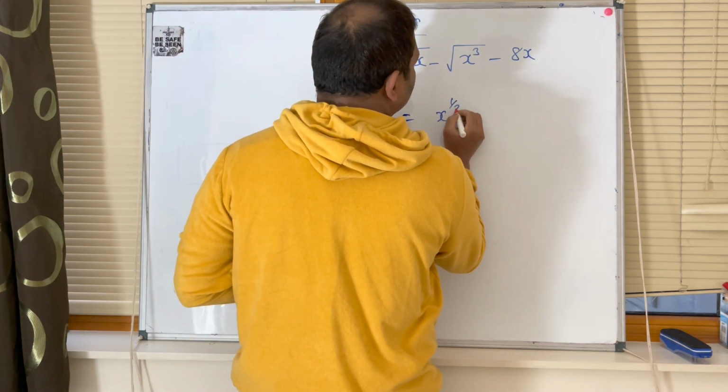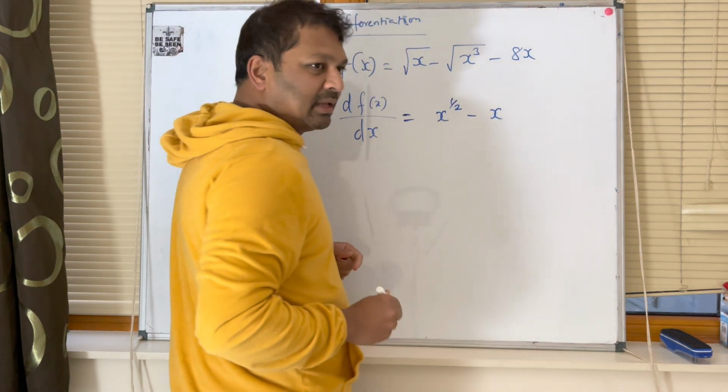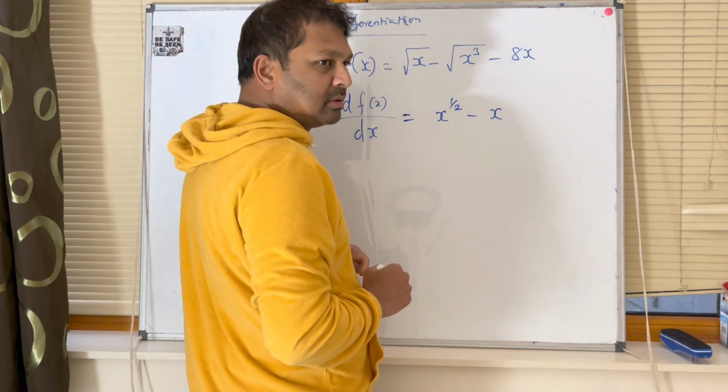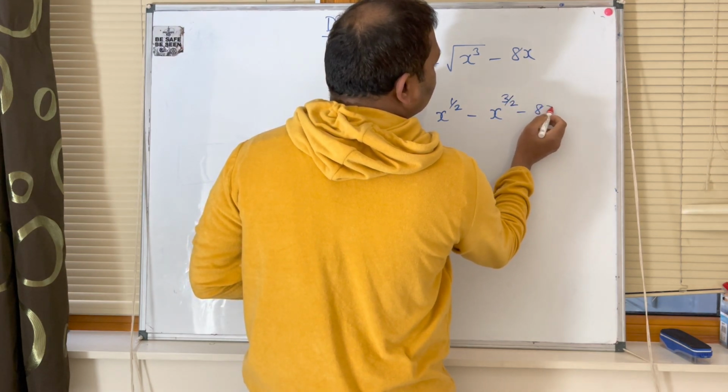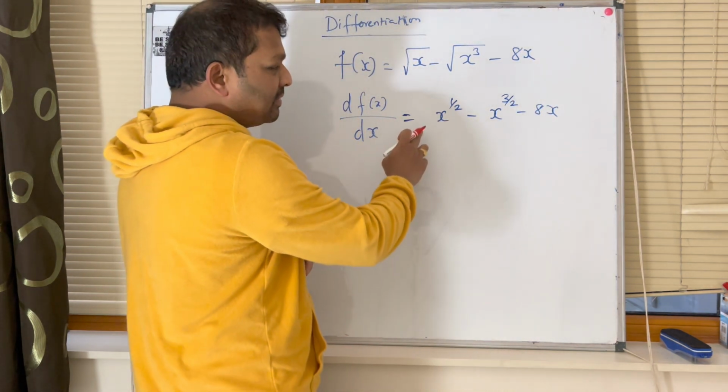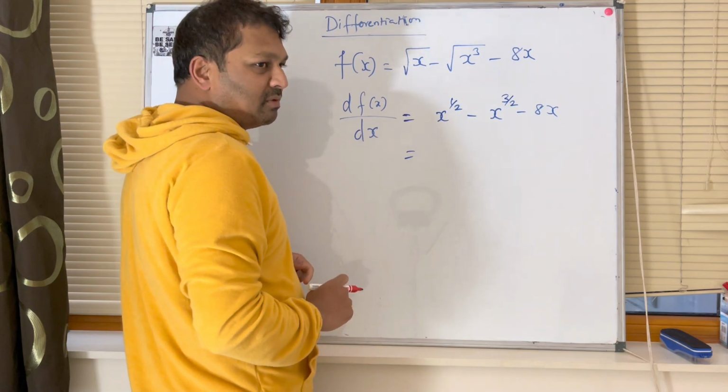x to the power of 1 by 2 minus x to the power of 3 by 2 minus 8x. Now it is in the x to the power of n form, so the differentiation is normal.